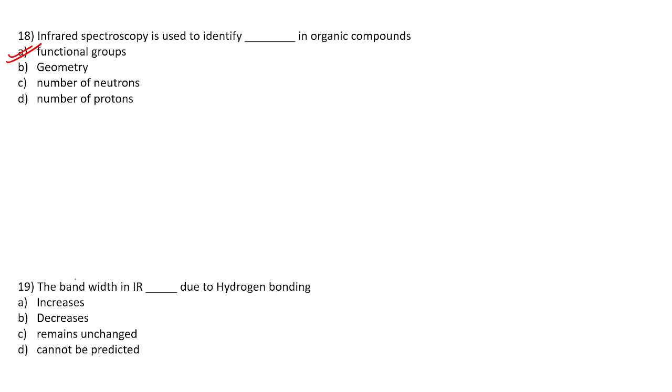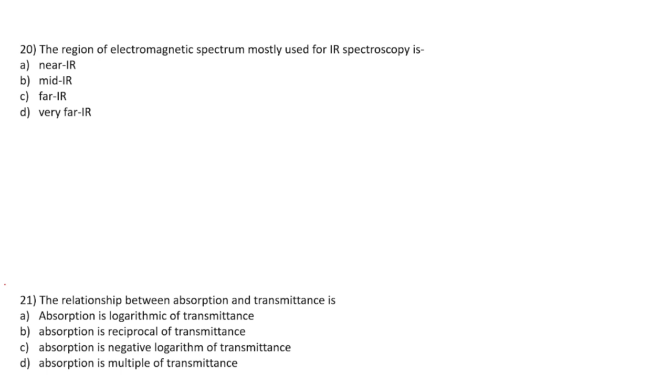Then, the bandwidth in infrared dash due to hydrogen bonding. So, what happens to the bandwidth? It increases due to hydrogen bonding. Next question is, the region of electromagnetic spectrum mostly used for infrared spectroscopy is near IR, mid IR, far IR, or very far IR. So, what should be the answer for this question?